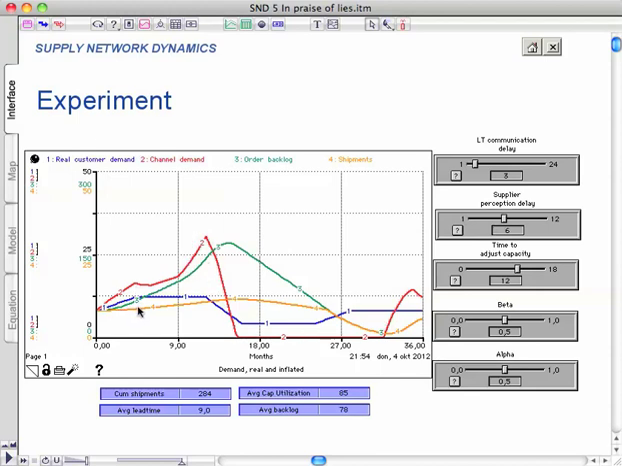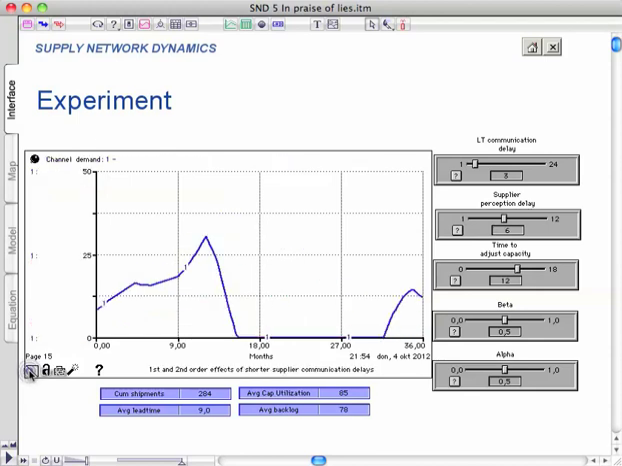The actual shipments are much smoother because capacity isn't all that flexible, and the order backlog builds up gradually up to this point when you have huge cancellations, and then it starts to go down, and obviously here there's excess capacity. Okay.